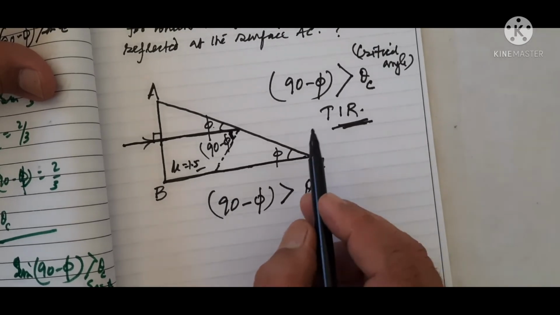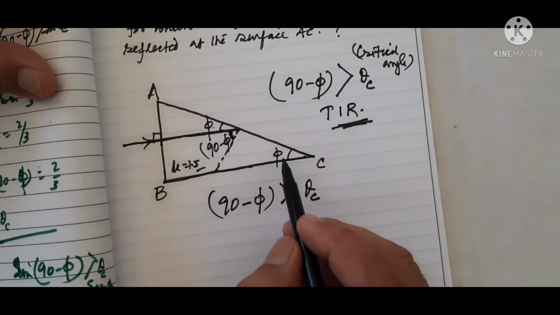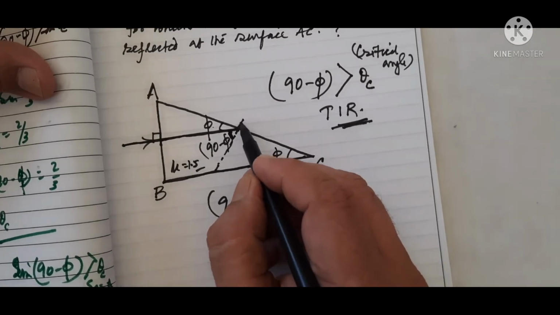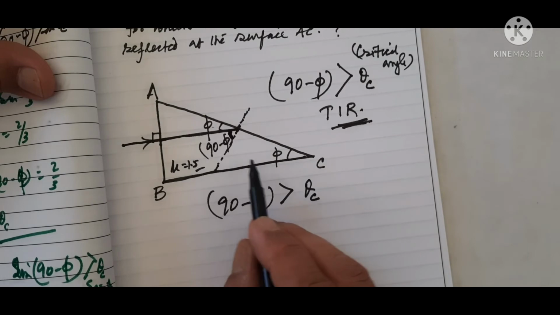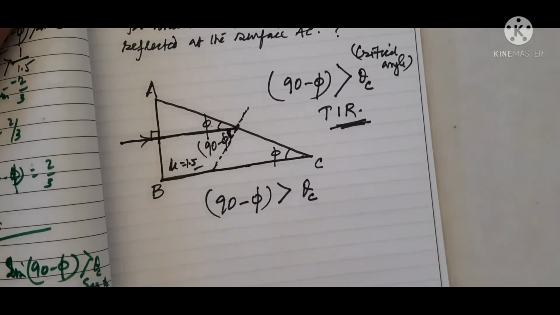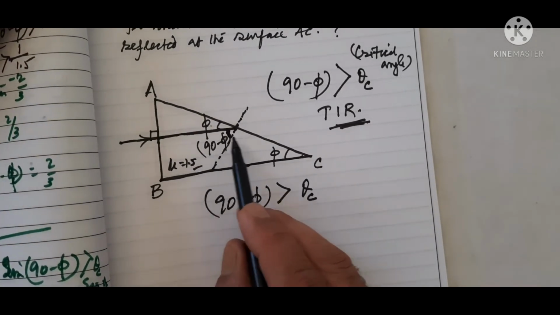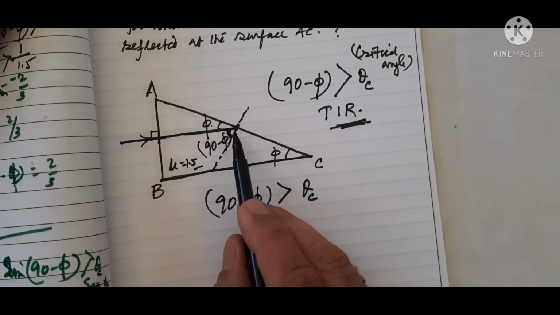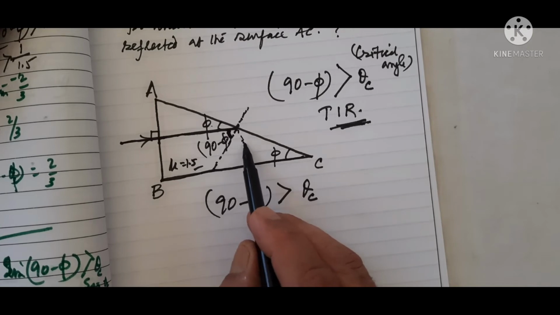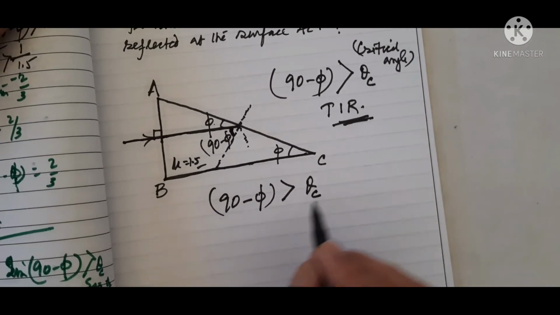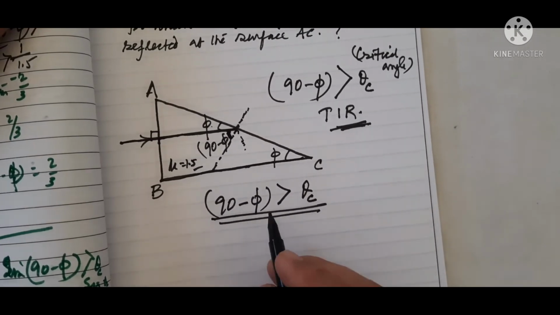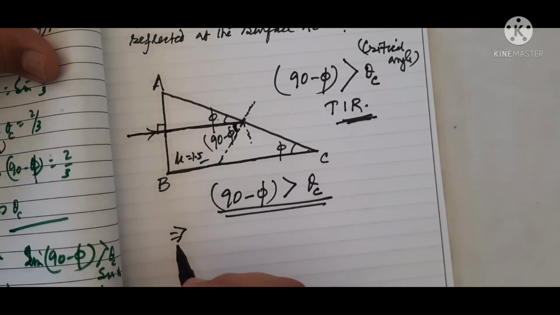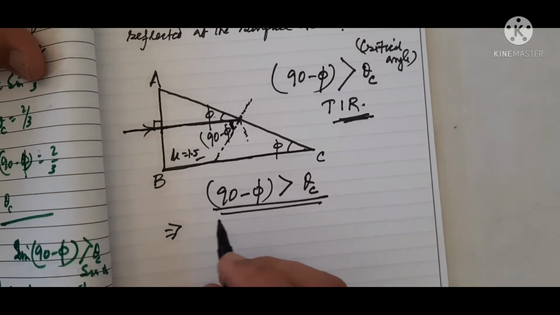If it is equal to theta C, then it will graze the interface, right? But I have to find out at what angle, that is the maximum angle for phi, for which total internal reflection occurs in the same medium. So that is the basic: 90 minus phi should be greater than theta C. Now we have to use the inequality.